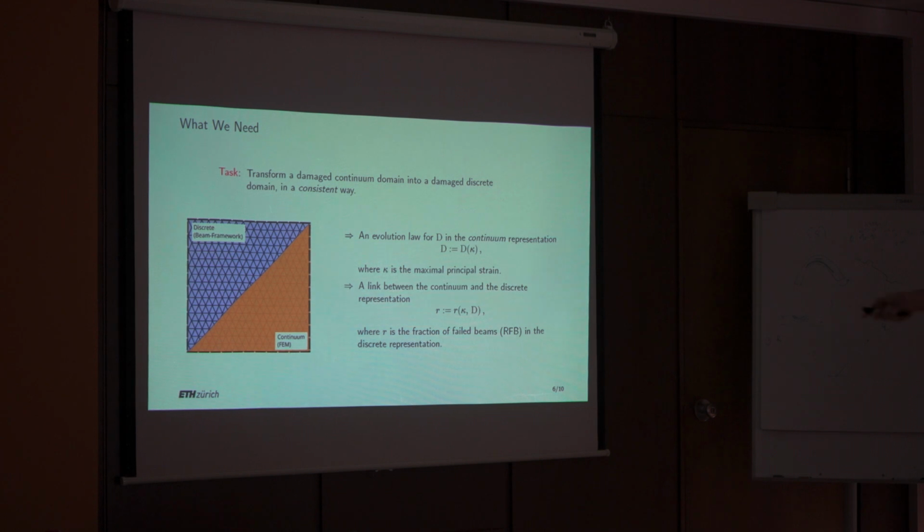seen thus far. And then the second thing is we need a link between the continuum and discrete representation. And here we have R, which we say is the state variable in the discrete representation. You see, kappa and R represent basically the same damage, however different viewpoints. One's a continuum and one's a discrete viewpoint. And R, we define it as the fraction of failed beams, and we say that our link depends on kappa and d.